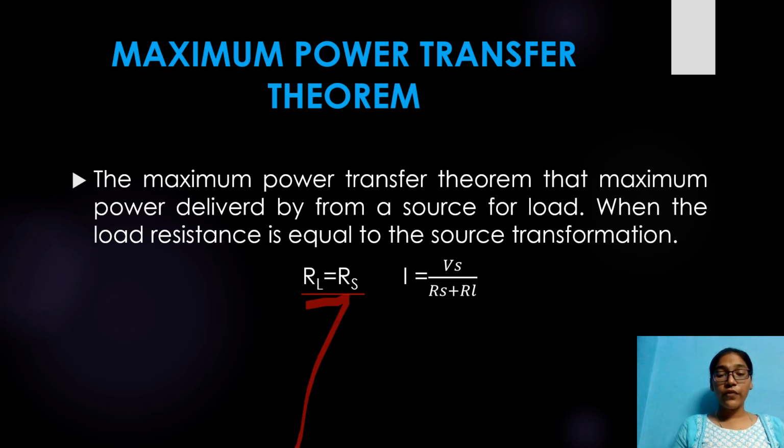This is the condition for the maximum power transfer theorem: the load resistance is equal to the source resistance. The current I equals Vs divided by Rs plus RL, where RL equals load resistance and Rs equals source resistance.